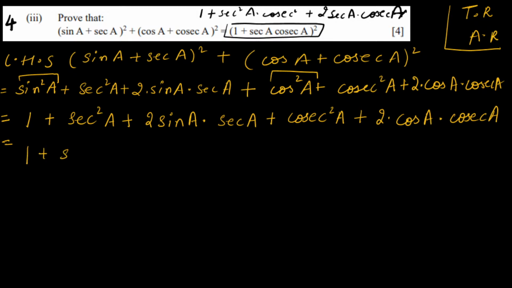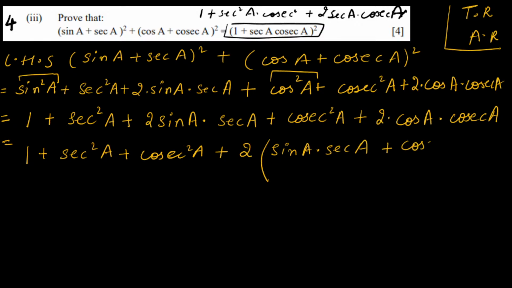So I have 1 plus secant square A plus cosecant square A plus 2 here. If you want, you can take 2 out common. Then I am left with sine A into secant A plus cos A into cosecant A. Because 2 is a common factor here, I have just taken it out. So after this, what should we do? That is also one thing I have told you: if you see any common factor, you can take it out.